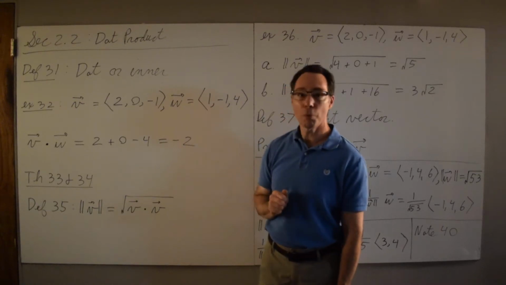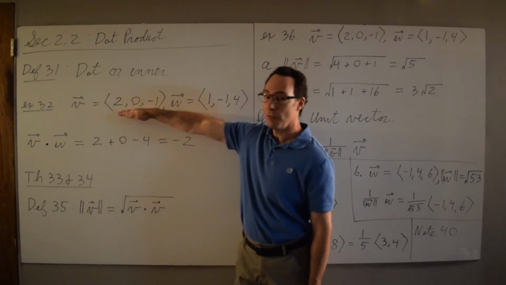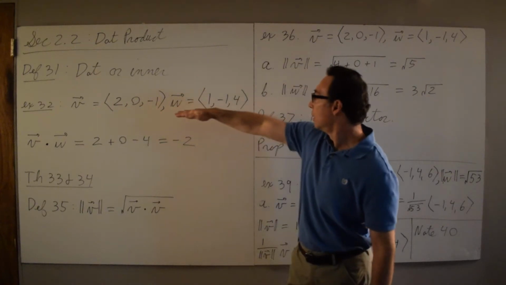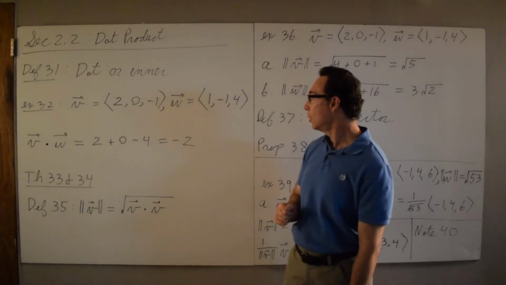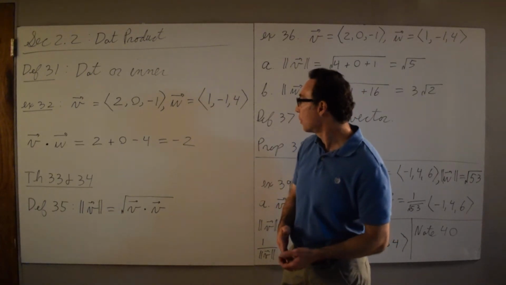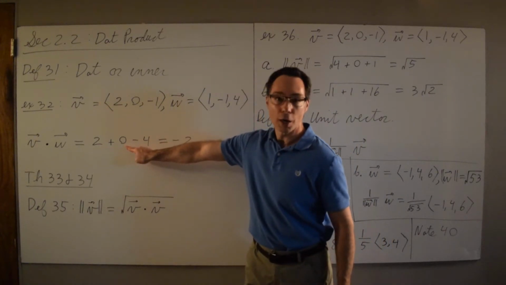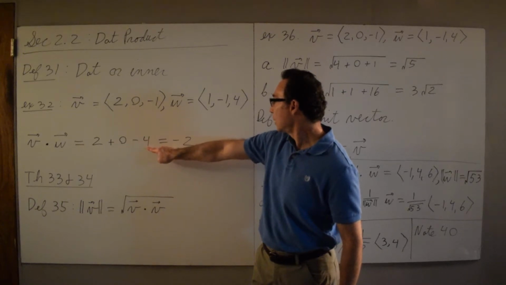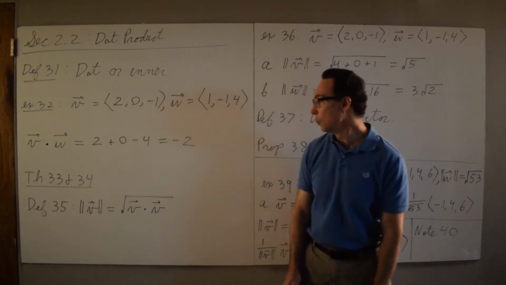And now we will apply that to example 32. We want the dot product of the vector b, 2, 0, negative 1, with the vector w, 1, negative 1, 4. What do we do? We multiply the components, and then we add the products together. So we have 2 times 1 plus 0 times negative 1 plus negative 1 times 4. And we add these together, and we have negative 2.